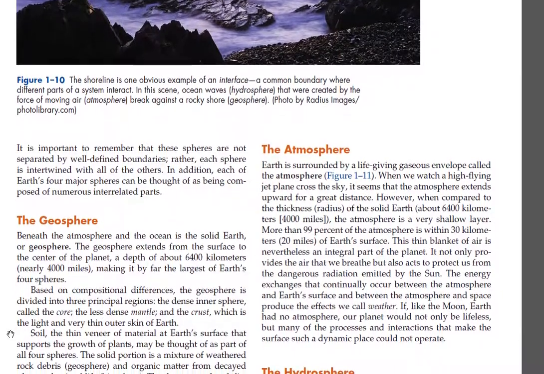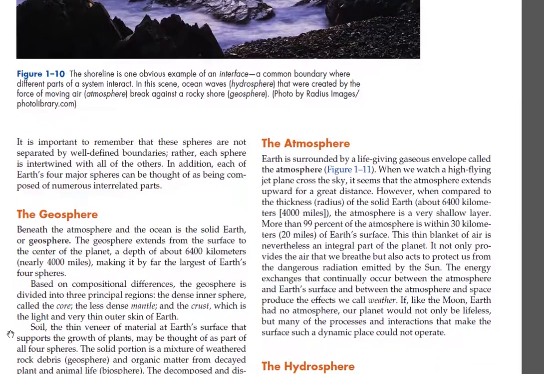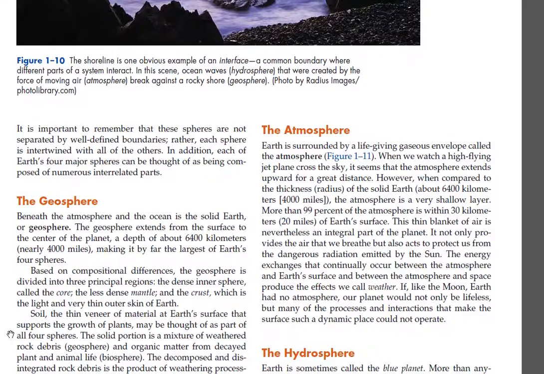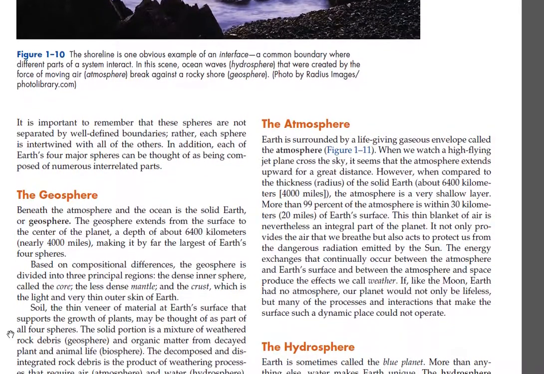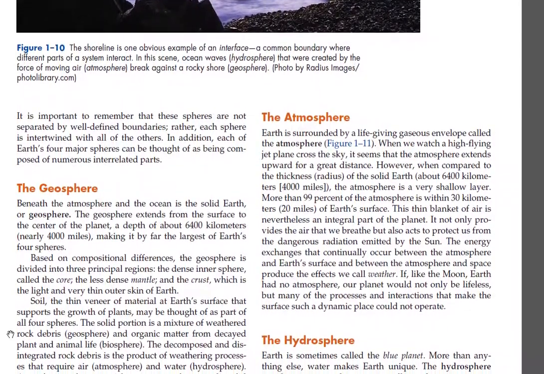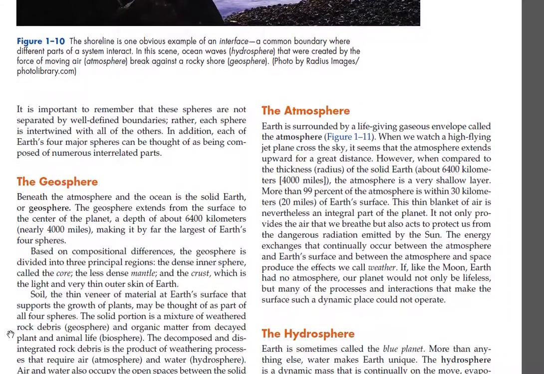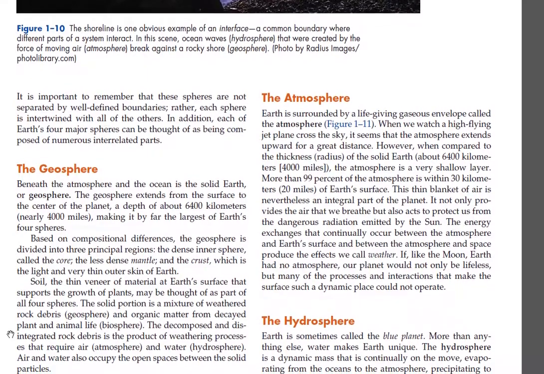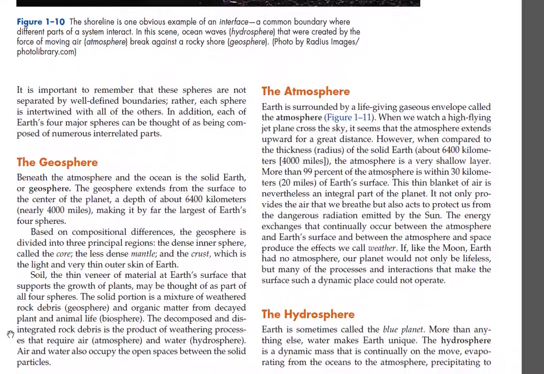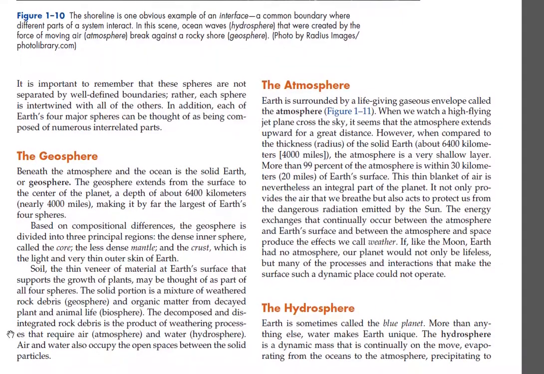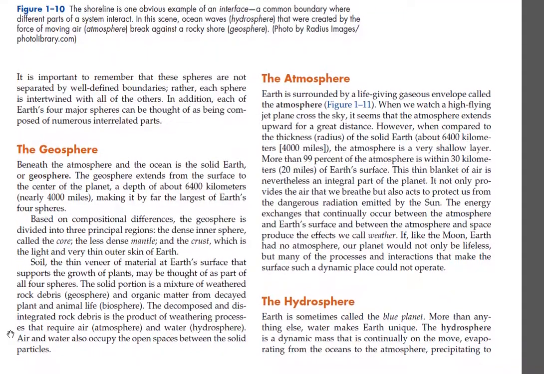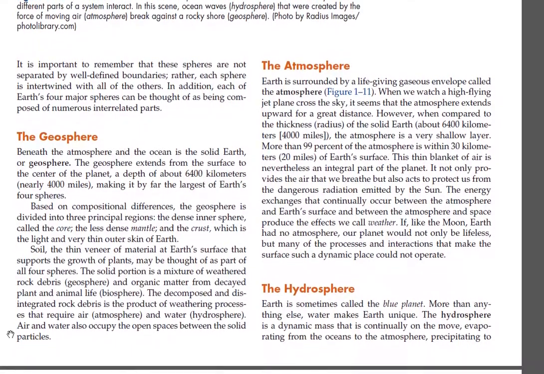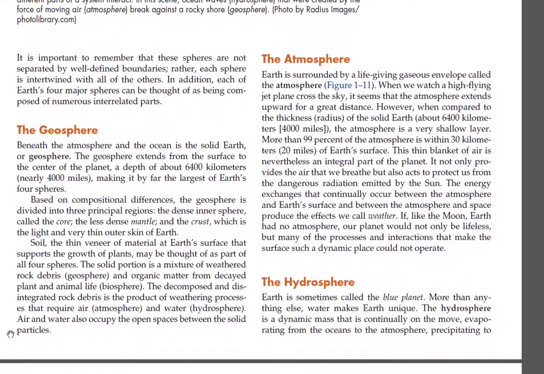Soil, the thin veneer of material at Earth's surface that supports the growth of plants, may be thought of as part of all four spheres. The solid portion is a mixture of weathered rock debris, geosphere, and organic matter from decayed plant and animal life, biosphere. The decomposed and disintegrated rock debris is the product of weathering processes that require air, atmosphere, and water, hydrosphere. Air and water also occupy the open spaces between the solid particles.